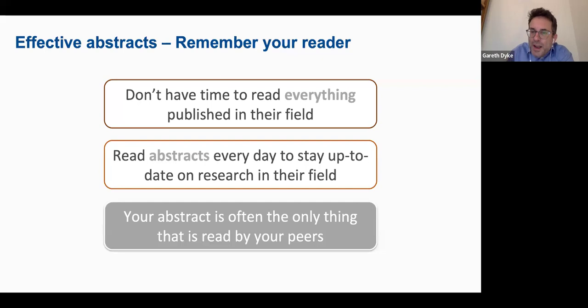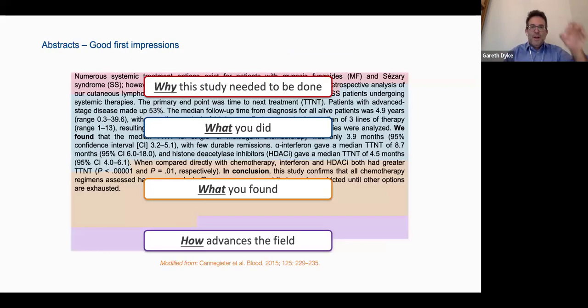And your abstract is often the only thing that gets read by other researchers in your research area. So titles and abstracts as part of publication planning, very, very important. So you can build the questions out. You can see the questions, as I mentioned, in an abstract.